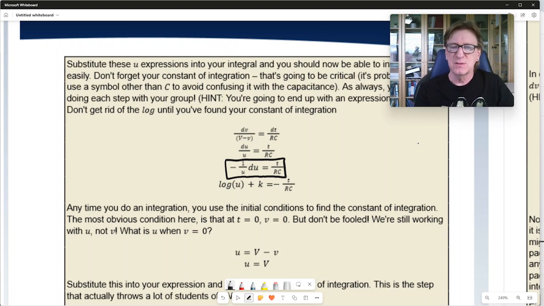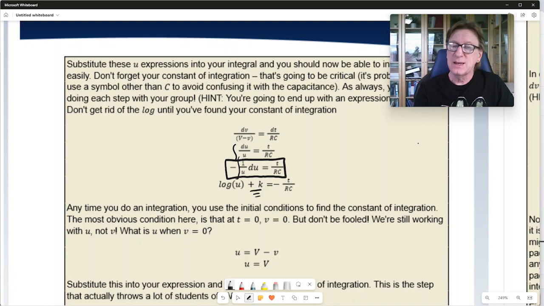This is taking the integral of both sides. I took the integral of this side. Now I need to take the integral of this side. I should probably have an integral sign there. And the integral of 1 over u is log u. And you see how that is. Don't forget, I'm going to have this constant of integration. Never, never, never forget the constant, because it matters here.